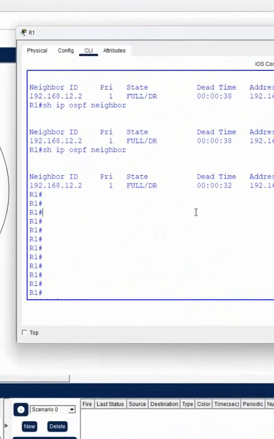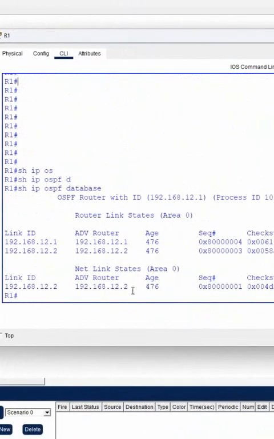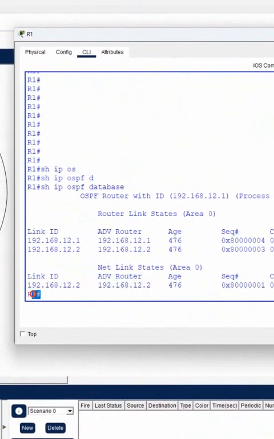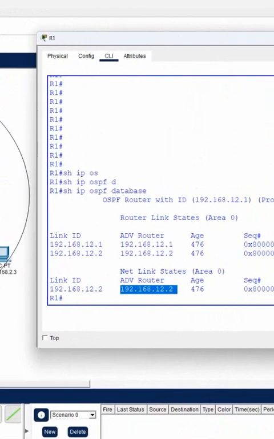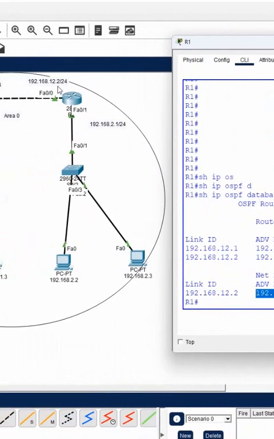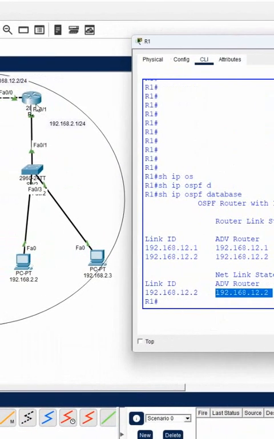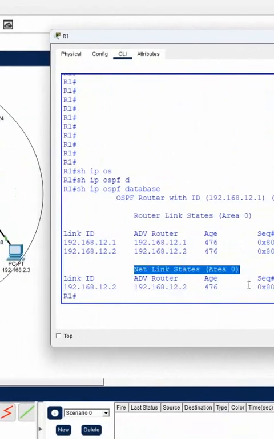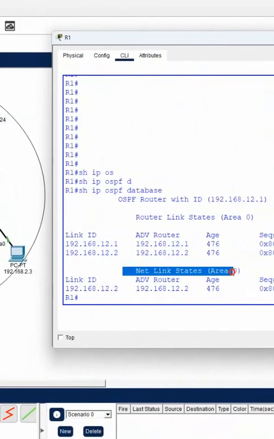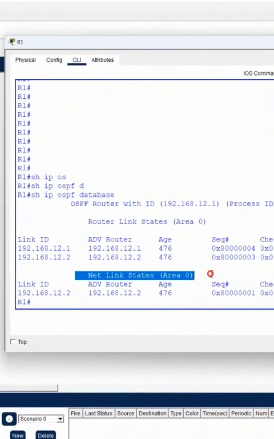So now here when you are checking this database table, you can see I am checking in R1. I am inside this router. When I check here, you can see who advertised this one. R1 advertised or R2 advertised. This IP is present on R2. So R2 advertised this information. Network LSA advertised by R2. This one we are calling a net link state. That is nothing but network LSA.